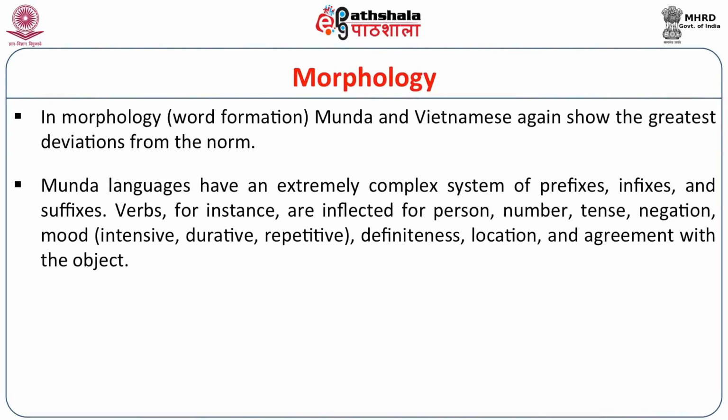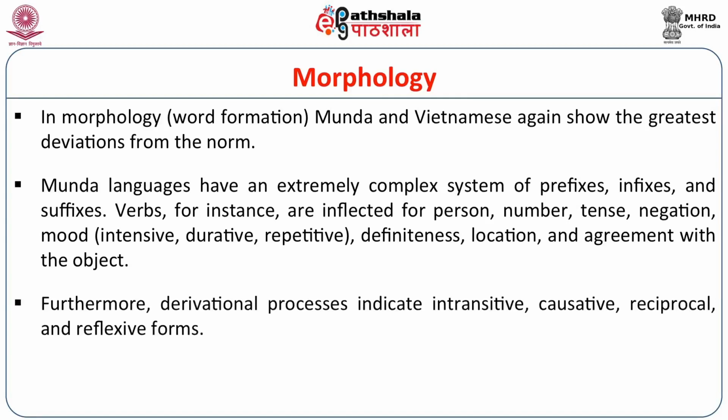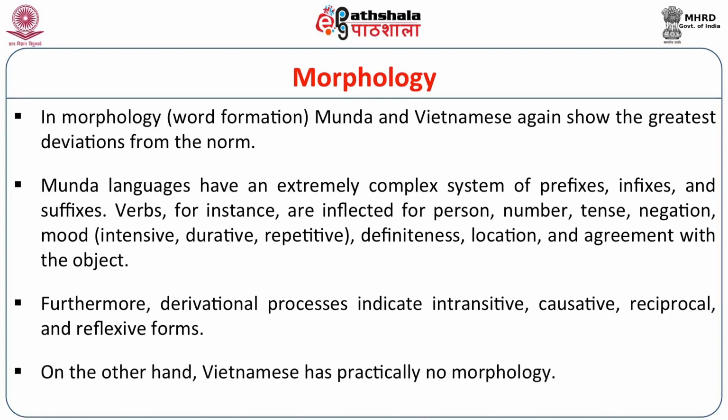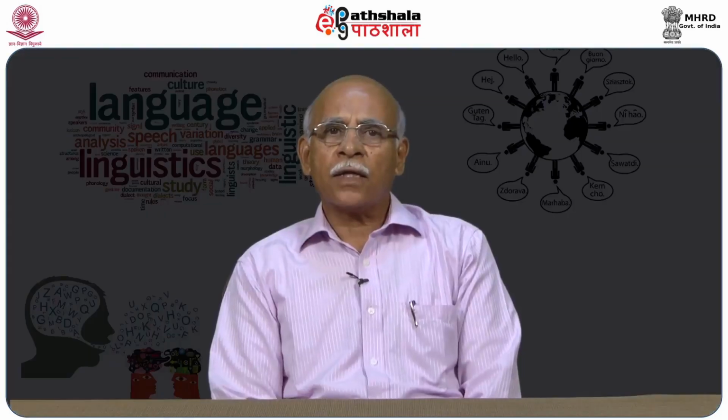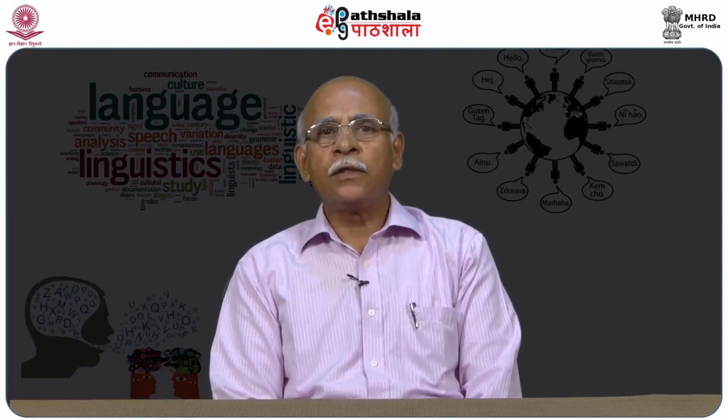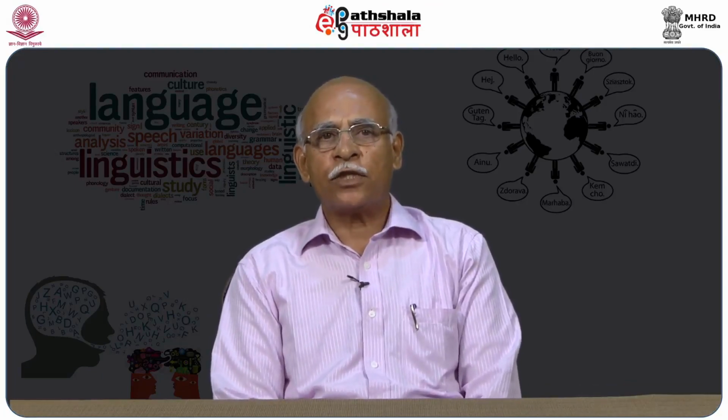So Munda languages have an extremely complex system of prefixes, infixes, and suffixes. Verbs, for instance, are inflected for person, number, tense, negation, mood, definiteness, location, and agreement with the object. Furthermore, derivational processes indicate intransitive, causative, reciprocal, and reflexive forms. On the other hand, Vietnamese has practically no morphology, and all other Mon-Khmer languages fall in between these two extremes.